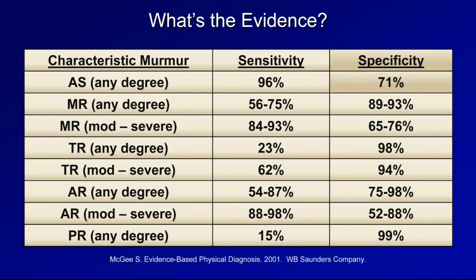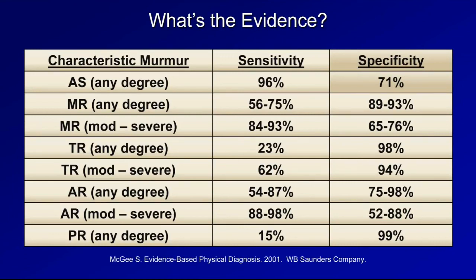Here, McGee has compiled various studies looking at the sensitivities and specificities of what clinicians identified as a, quote, characteristic murmur. As one should expect, these numbers vary based on the severity of underlying valvular disease. For example, the murmur of mitral regurgitation is 56 to 75% sensitive when detecting echocardiographic mitral regurgitation of any severity, but increases to a sensitivity of 84 to 93% when detecting either moderate or severe disease.